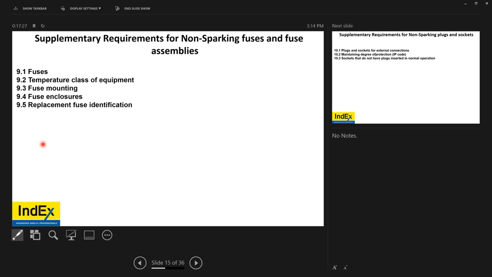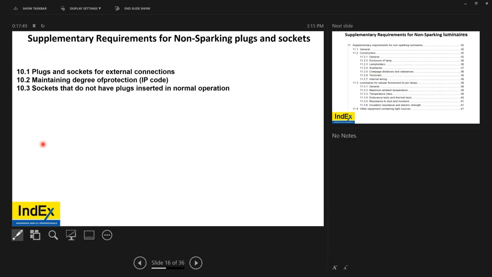Another consideration for non-sparking was fuses and fuse assemblies. Well, it's the exact same as EXE. Okay, temperature consideration, make sure it's mounted correctly. Fuse enclosure, you could have a tiny little EXNA fuse enclosure. And when you replace the fuse, it has to be like for like.